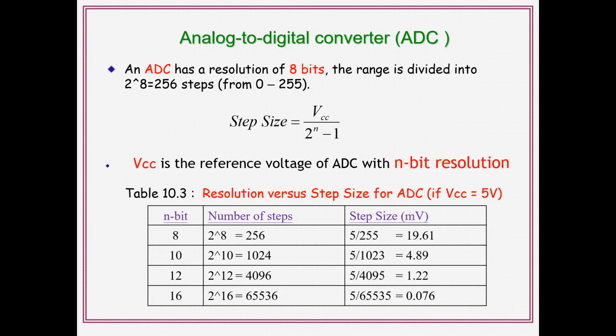If the resolution is 16 bit, then 2 power 16 equals 65,536. Then 5 divided by 65,535 equals 0.076 millivolts. So this is the way of calculating the step size with the help of reference voltages.